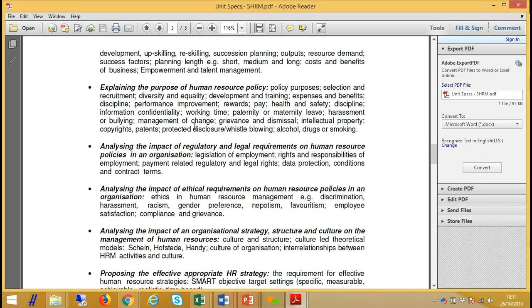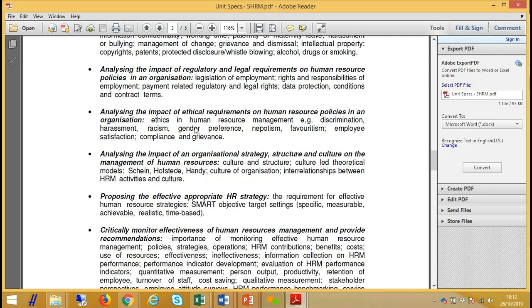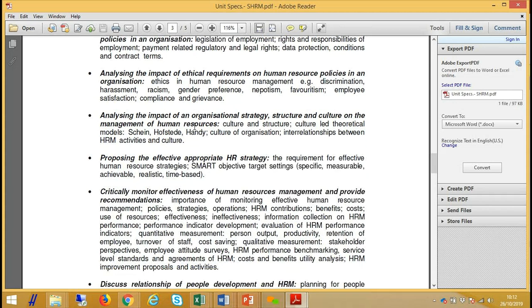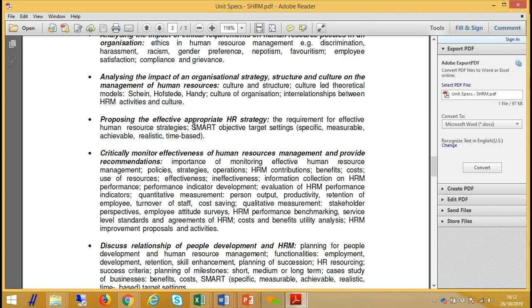So HR is very, very heavily influenced by employment law in each country, and that's why HRM in each country is different. So employment law is a big key influencer in how we do HR. Analyzing the impact of ethical requirements in HR, looking at organizational strategy, structure, and culture, and how that impacts on HR, proposing effective and appropriate HR strategies. Obviously, you have to do that for your assignment.